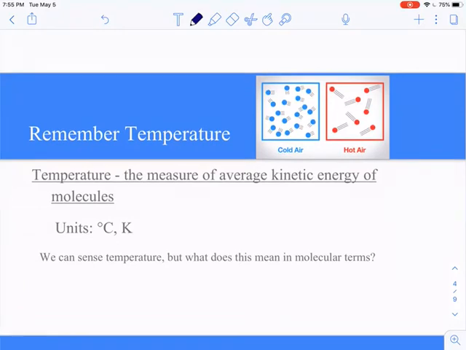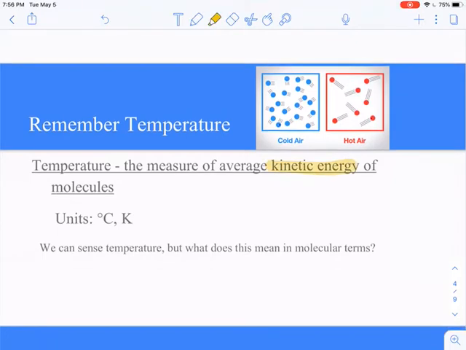We're also going to be talking about temperature this unit. As a reminder, cold particles will move slower and hot particles will move very fast. Temperature is the measure of average kinetic energy of molecules, so a little more specific than what we've talked about before. Common units are degrees Celsius and Kelvin in the scientific setting. A lot of times we talk about it in degrees Fahrenheit in America. However, chemists and scientists use degrees Celsius and Kelvin.